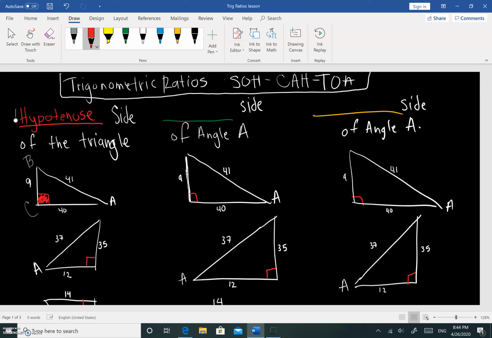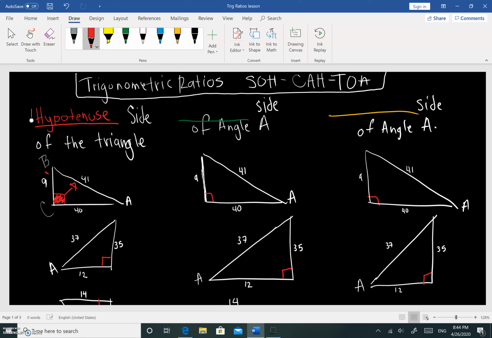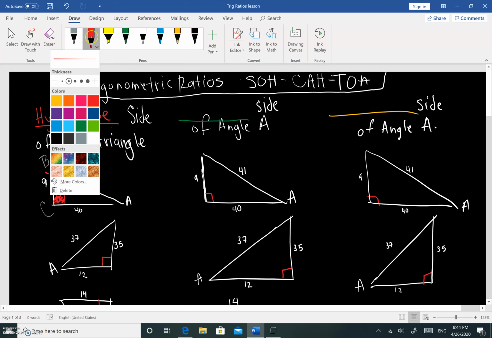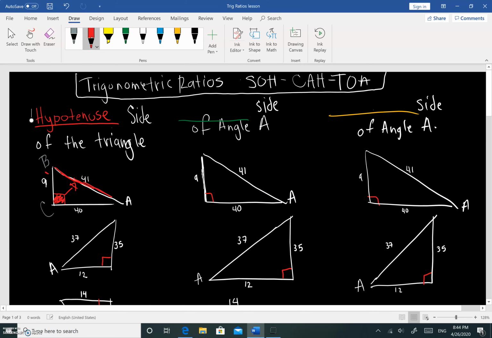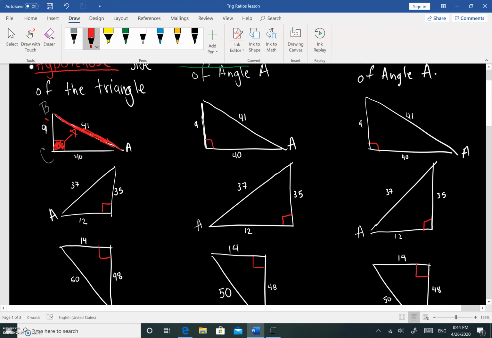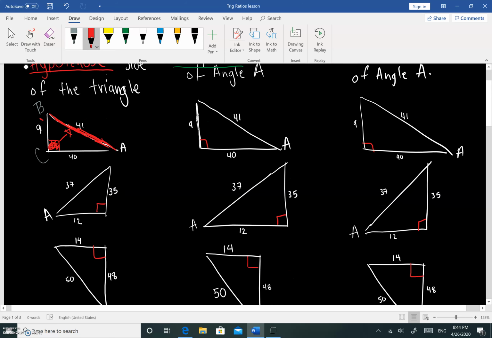And now what is opposite to that angle? Well, that is going to be 41. So 41 is the side that is opposite to angle C, or opposite to the 90-degree angle. So what is the hypotenuse for the second example, the one on the bottom? We have the 90-degree angle here. This is going to be the opposite side. So therefore, this is going to be my hypotenuse.